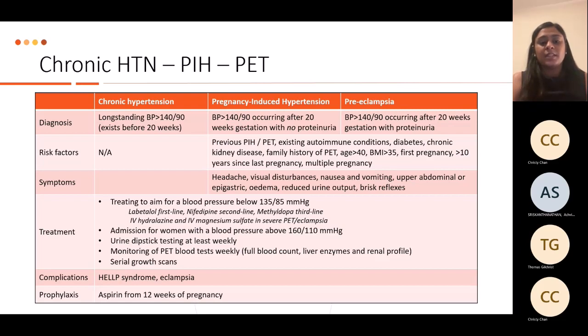There are some risk factors, and they exist for both PIH and PET. So if you've had previous PIH or PET in pregnancy before, if you've got certain autoimmune diseases or chronic conditions such as diabetes, and if you've got a family history of PET, have an age greater than 40 as was in this case, or a BMI greater than 35 if you're a primip, or more than 10 years since your last pregnancy, or if you are someone who is having twins or triplets, etc.